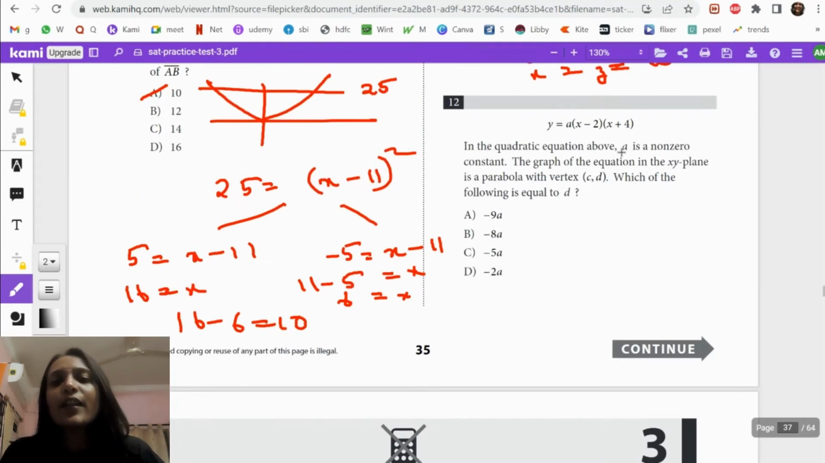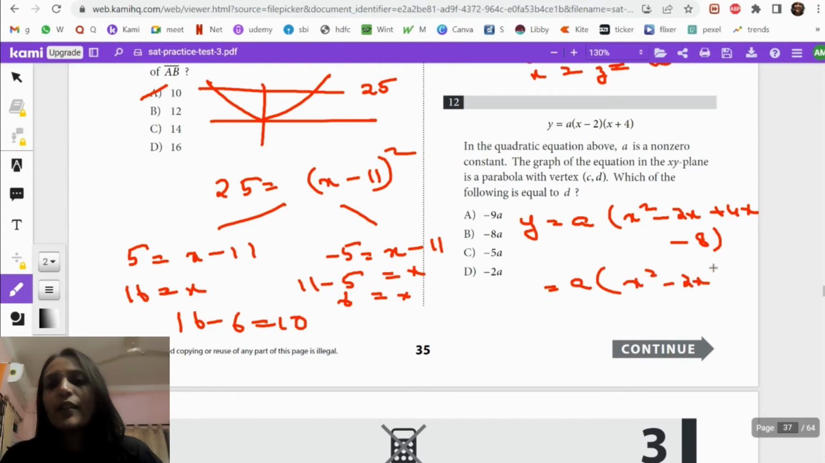Here we are saying in a quadratic equation above, a is a non-zero constant. The graph of this equation in the xy plane is a parabola with a vertex (c, d). Which of these is equal to d? So if we expand this, we would get y is equal to a times x square minus 2x plus 4x minus 8, which is a into x square plus 2x minus 8, which can be written as a into x square plus 2x plus 1 minus 9.